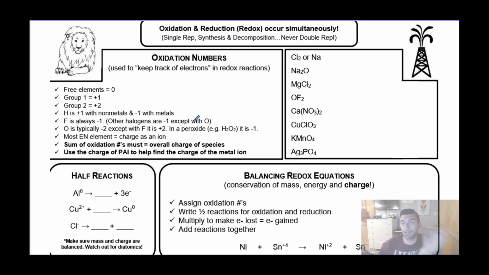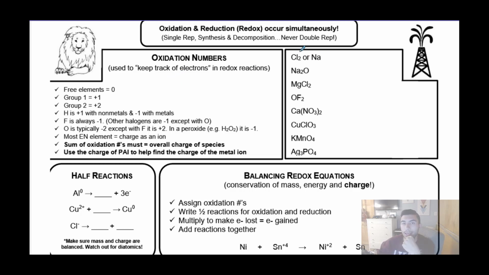The most electronegative element, when all else fails, if we have no more rules to use, will have an oxidation number that equals its charge as its most common ion. The sum of the oxidation numbers must equal the overall charge of the species. If it's a compound, it's neutral. If it's an ion, it's the charge of the ion. And then use the charge of the polyatomic ion to help find the charge of the metal ion if we're talking about an ionic compound, especially if it's a transition metal. And we'll go over a couple of examples to show you what that looks like.